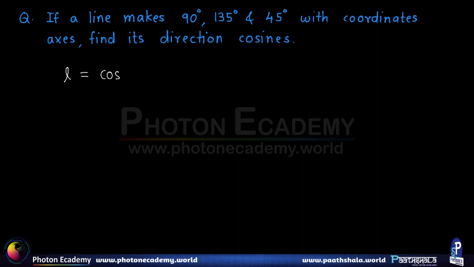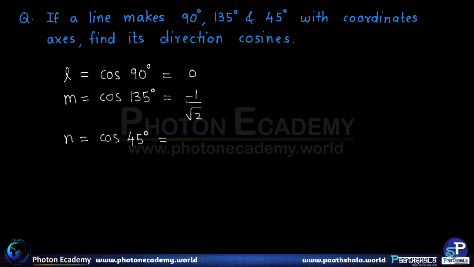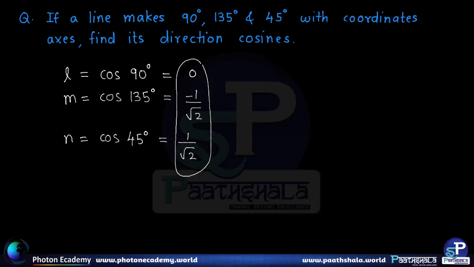of those angles. So therefore l is cos 90 degrees, which is 0, then m will be cos of 135 degrees, which is minus 1 upon root 2, and n is cos of 45 degrees, which is plus 1 upon root 2. So hence the direction cosines are 0, minus 1 by root 2 and 1 by root 2. That's the answer. Let's see the next question.